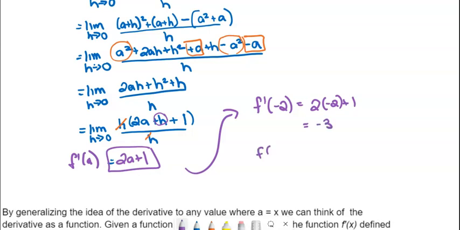And when a is 4, I'll do the same thing, put 4 into that spot, plus 1. And now I have 8 plus 1, it's 9. Okay? All right. Let's try another example.